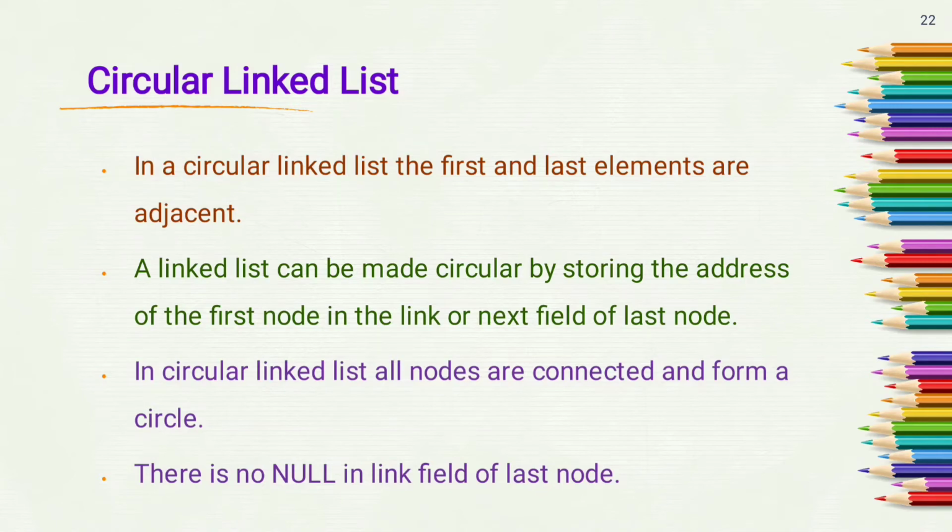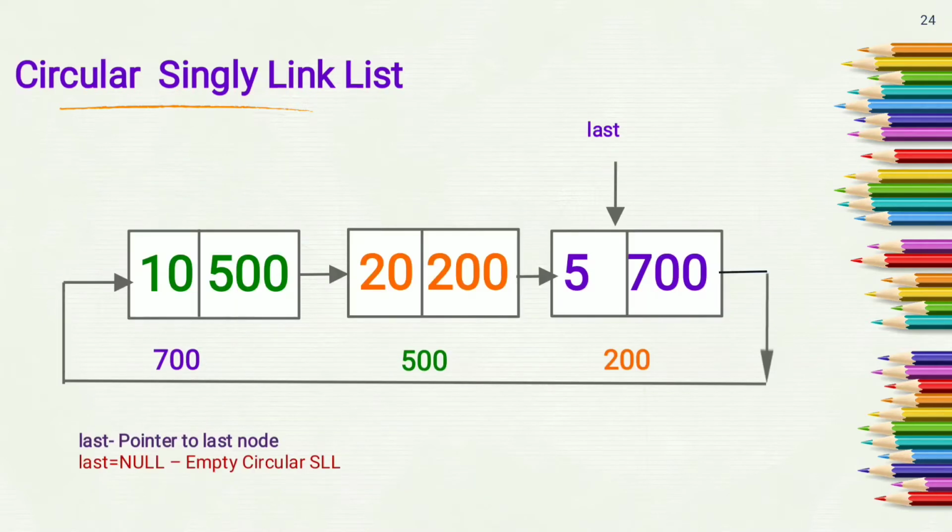Hello students, in this video you will learn the third type of linked list, that is circular linked list. In a circular linked list, the first and last elements are adjacent. Why are they adjacent? Because the last node's next field contains the address of the first node. So the last node and first node are adjacent to each other. That means you can access this node with the help of the last node.